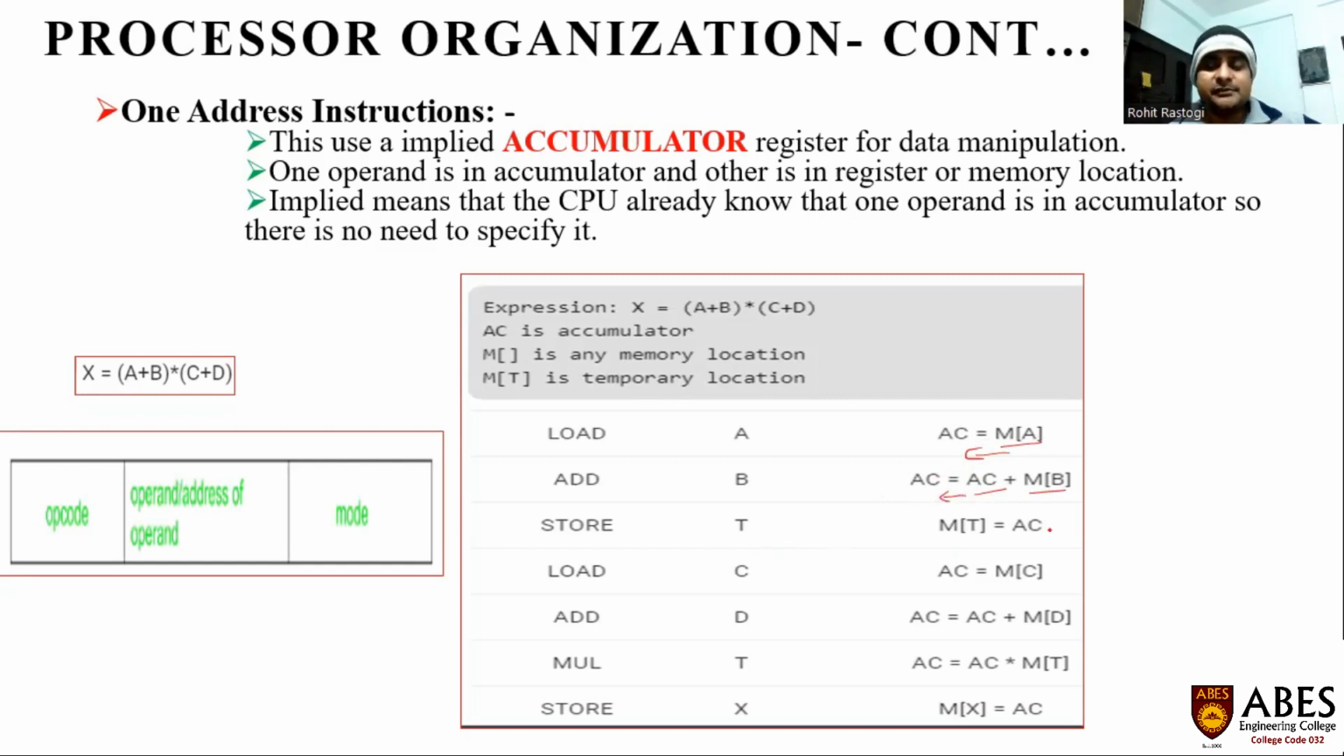Store T means the accumulator content is stored at the T location in the memory. Load C, similarly to Load A, the content at the address location C is loaded into the accumulator. So in one address instruction, we can say that the accumulator is used by default, and the operands are applied with the help of the accumulator and different operations are done.